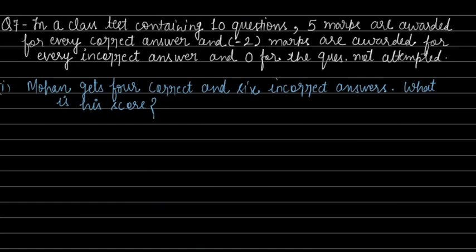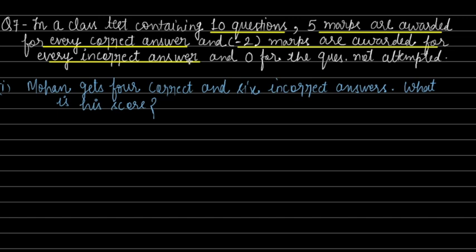In a class test containing 10 questions, the total number of questions in the test paper is 10. 5 marks are awarded for every correct answer. So if a child does any question correctly out of those 10, the child gets 5 marks. Minus 2 marks are awarded for every incorrect answer. So there is negative marking. If a child attempts a question but it is incorrect, the child gets -2. And 0 for the questions not attempted.